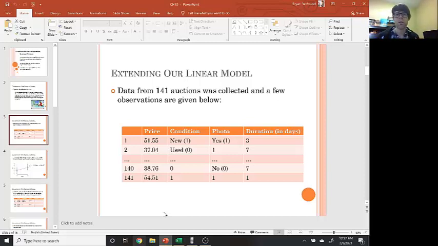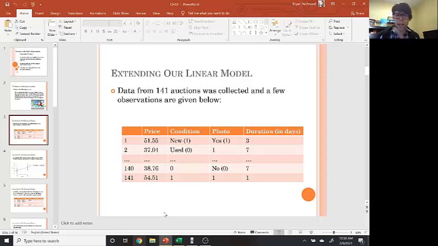And similarly with a photo. If there is a photo attached to the online auction, we'll write down the number 1 to mean yes, and we'll write down the number 0 to mean no. So for example, the very first auction we looked at, the final price was $51.55. This was for a new cartridge that had a photo associated with the auction, and the online auction lasted for 3 days.